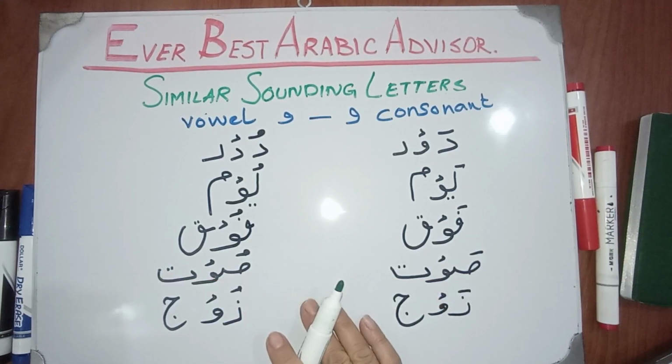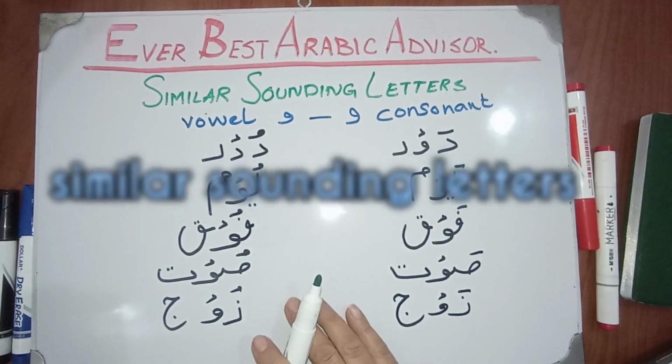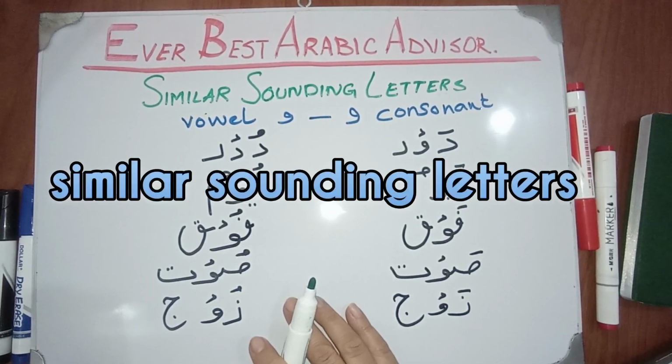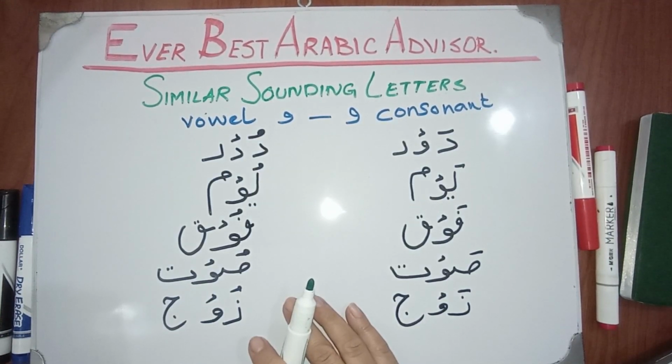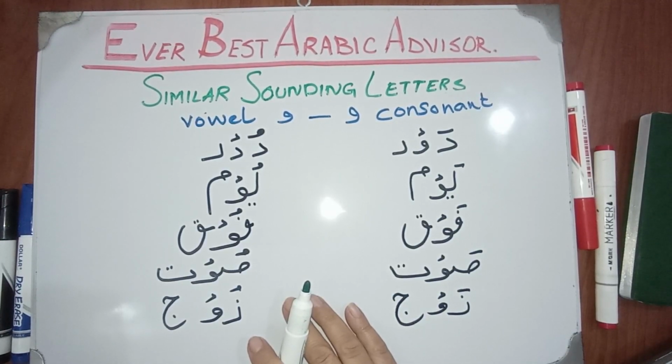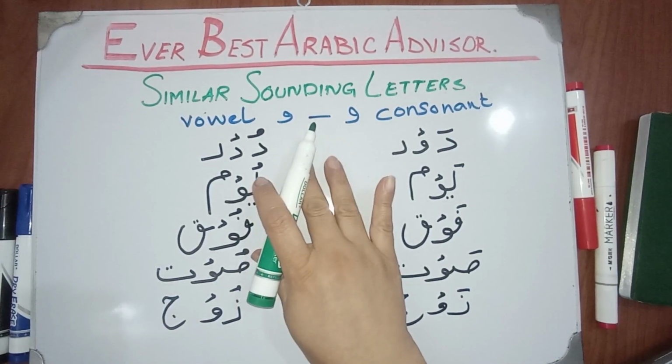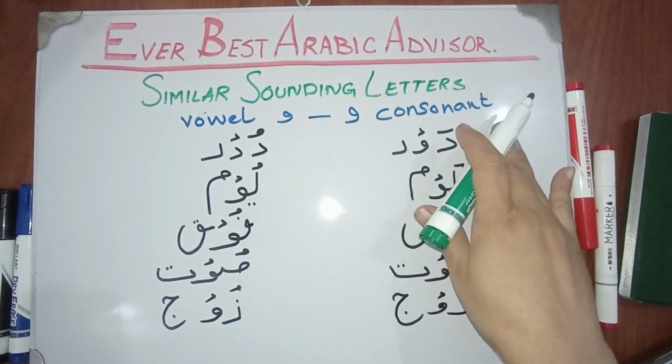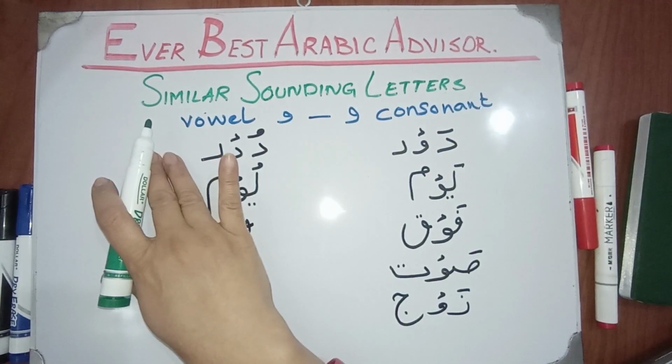We are learning similar sounding Arabic letters these days. We learned some letters which are different but have the same sound, just like ta and ta, ha and ha. Along with that, we are also discussing some letters which are the same but their position is changed, as a consonant or as a vowel.